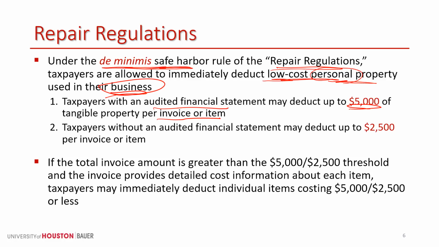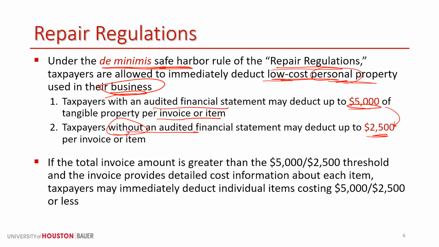On the other hand, if you do not have an audited financial statement, you're a smaller size company, up to $2,500 is the max that could be written off per item, per invoice. Okay, so a smaller amount, but still a pretty healthy amount in terms of simplifying a lot of the capitalization and depreciation that was taking place before.